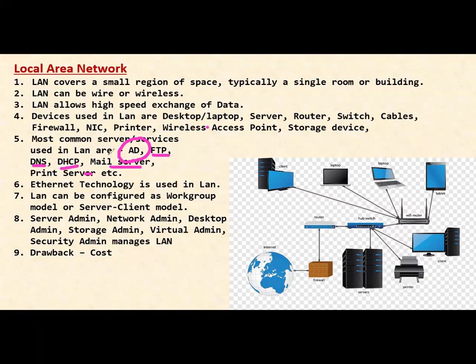Okay, fine. So let us move and let us see a few more things. Local area network can be configured as a server client model. That is what I said. Server client model means this is your Active Directory. Active Directory model is a server and client model. Okay. Now, who will manage our local area network?